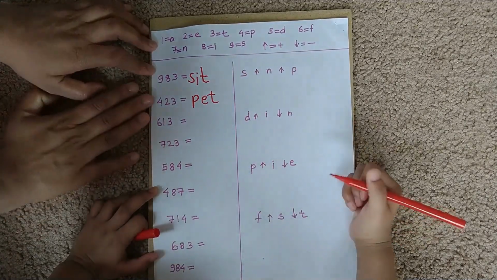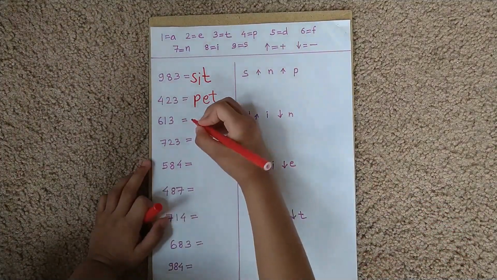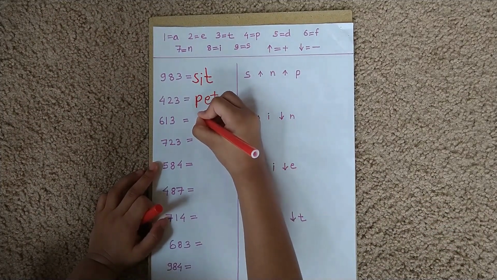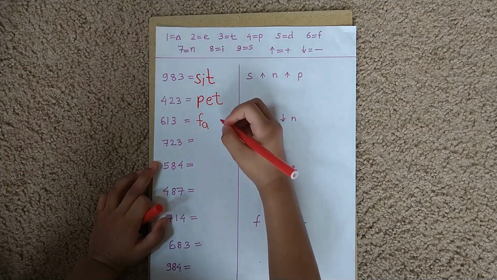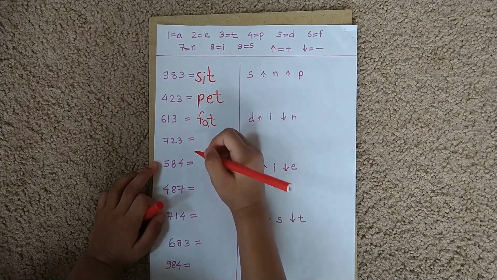Now I understand this word. Yes. 6 is for S, 1 is for A, and 3 is for T. It's fat.